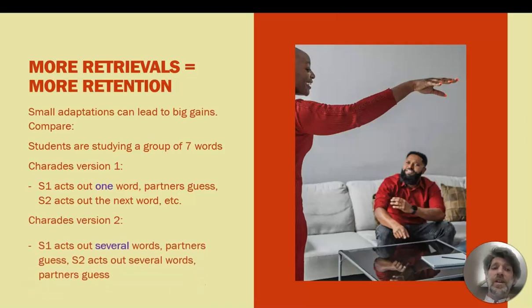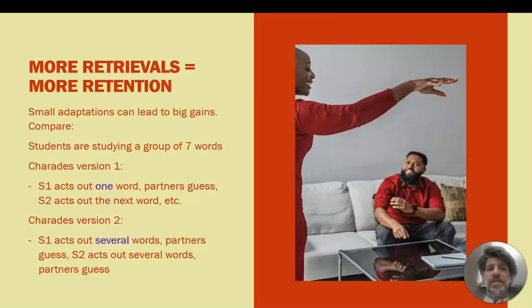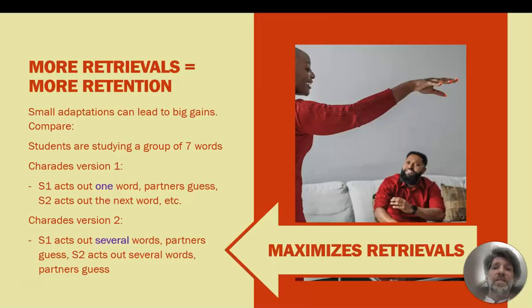Here's version 2. Student 1 acts out several words. The partners guess those words. Student 2 acts out several words. The partners guess those words. So each student who's acting out 3 or 4 words, each time the student acts out one of these 3 or 4 words, the partners guess. Which one is going to be more effective? If we're thinking about retrievals, it's going to be the second one. Because out of these 7 words in this activity, each word is going to get retrieved from the student's memory multiple times. Whereas in version 1, each word only gets retrieved from the student's memory 1 time.